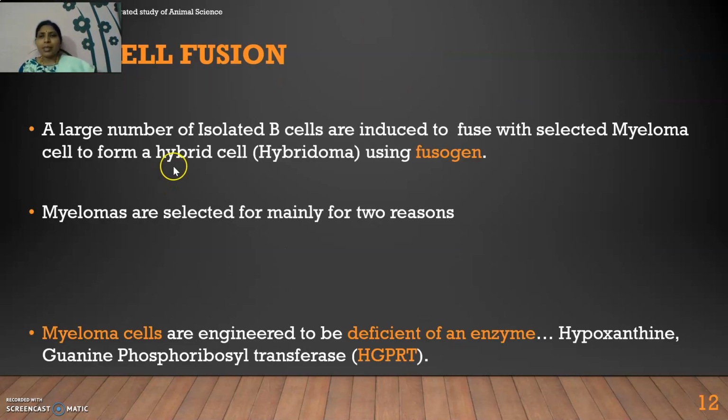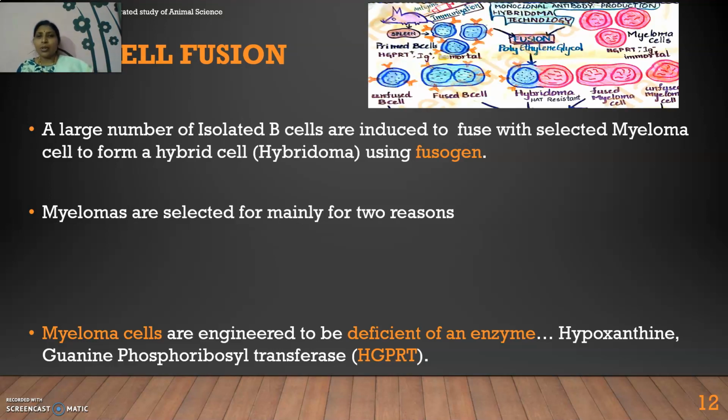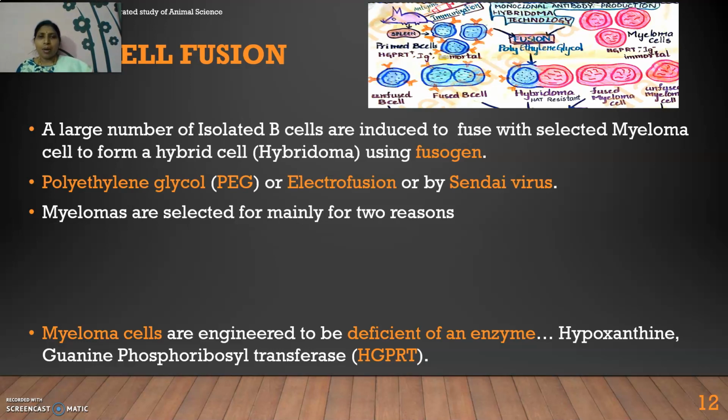And now the second step is the cell fusion. A large number of isolated B cells are induced to fuse with the selected myeloma cells to form the hybrid cells which are called hybridoma cells. We are using some agents for the fusion of the two cells. These agents are called fusogens. The fusogens generally used are polyethylene glycol, or electrofusion, or the Sendai virus. So, by the use of the fusogens, the B cells and the myeloma cells are made to fuse together.